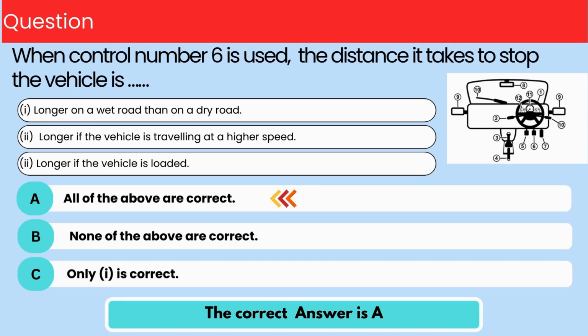When using the brake, the distance it takes to stop the vehicle is longer: 1. On a wet road than on a dry road, because on a wet road, tire traction is reduced, which increases the stopping distance. 2. Longer if the vehicle is traveling at a higher speed, because the vehicle has more momentum, which means it requires a longer distance to stop. And 3. Longer to stop if the vehicle is loaded, because it has more mass and needs more force to stop.